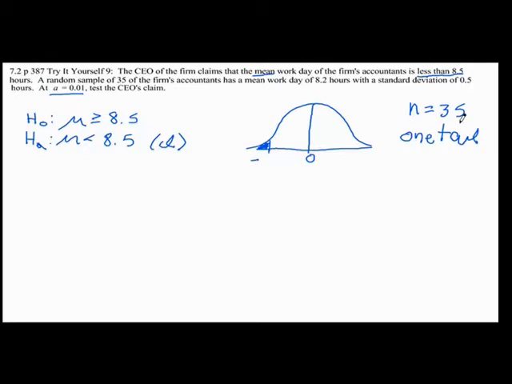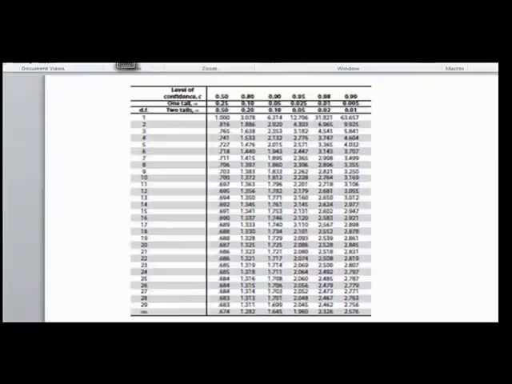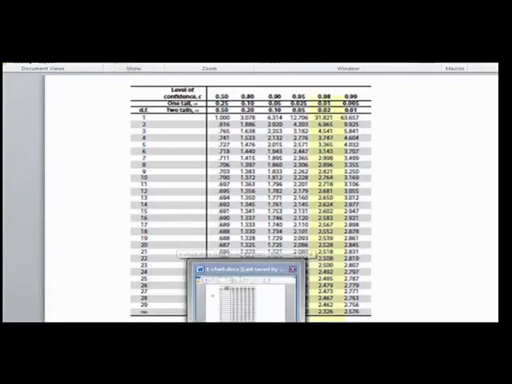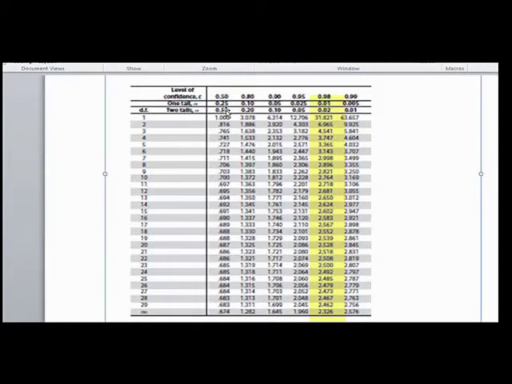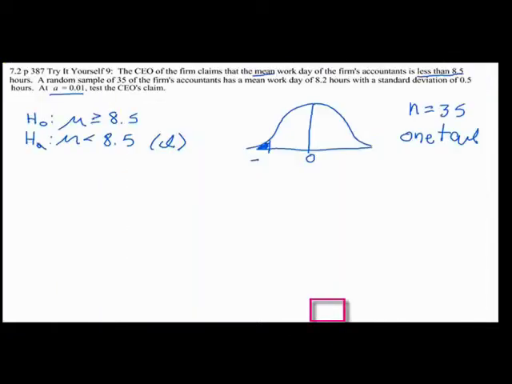And I'm going to use table 5. One-tail test. Alpha is 0.01, and so we're going to go all the way down to the bottom. That's going to give us 2.326, but remember ours is negative. So it's going to be 2.326 on the negative side.